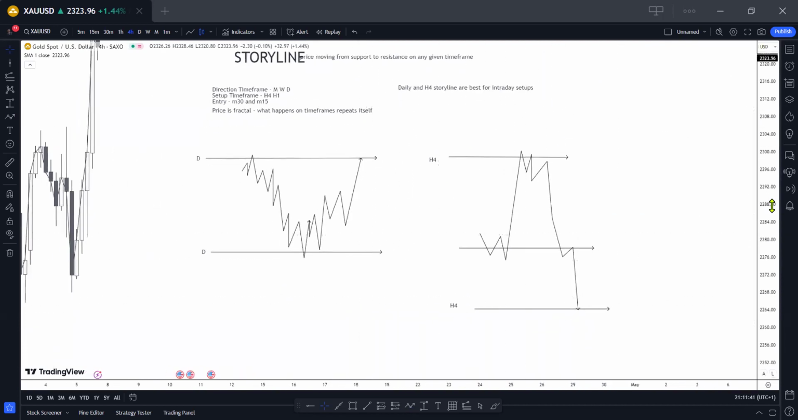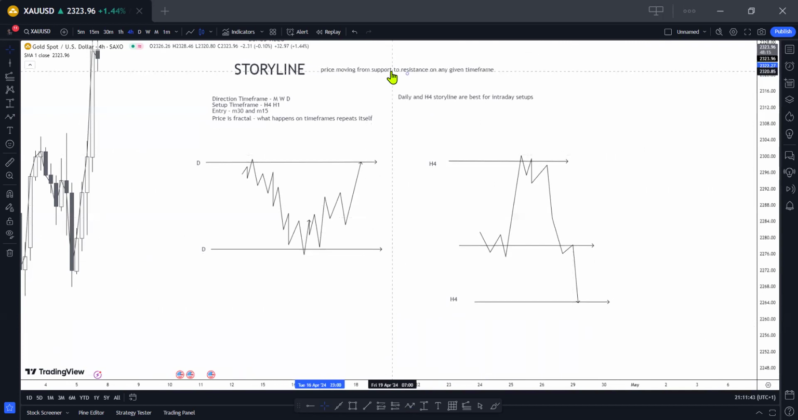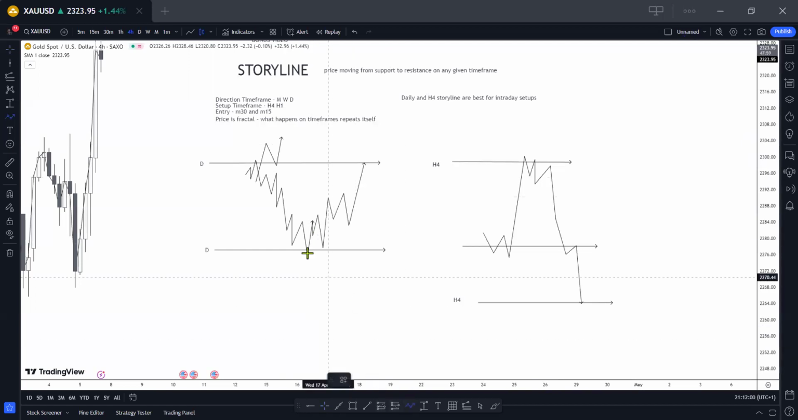All right. So now, how do you confirm your storyline? All right, we say, oh, okay, price has gotten to a daily support. How do you confirm that this daily support is going to hold or is going to get broken? How do you confirm that this H4 resistance is going to hold or is going to get broken? How do you confirm?